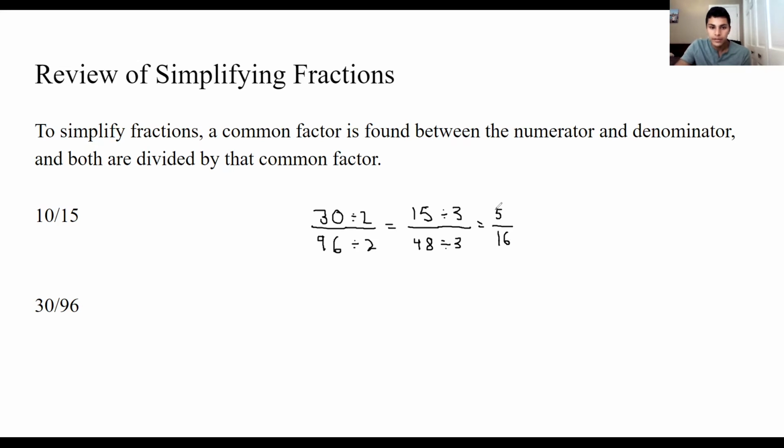Now 5 is only divisible by 1 and 5, but 16 is divisible by 1, 4, and 16. Since they don't have any numbers in common other than 1, this fraction is completely simplified to 5 over 16.